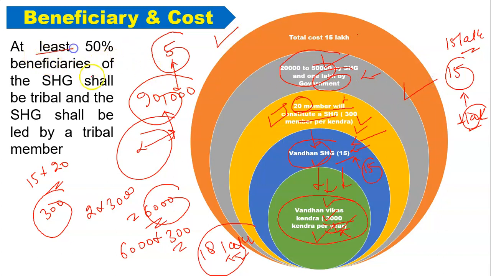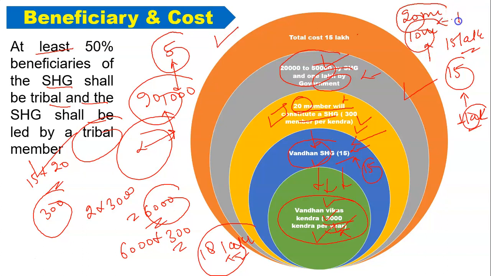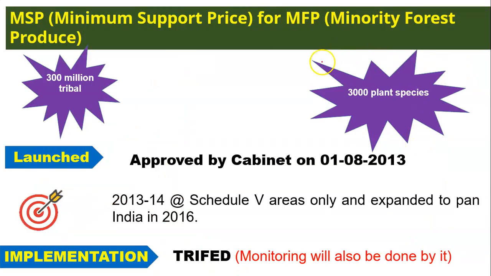Now at least 50% of the beneficiaries of this self-help group shall be tribal, and the self-help group shall be led by a tribal member. This is the criteria. If we consider that one self-help group has 20 members, then 10 members should be tribal people, and this self-help group should be led by a tribal person. So this is the whole structure of this scheme. Now our next scheme is the minimum support price for minor forest produce.